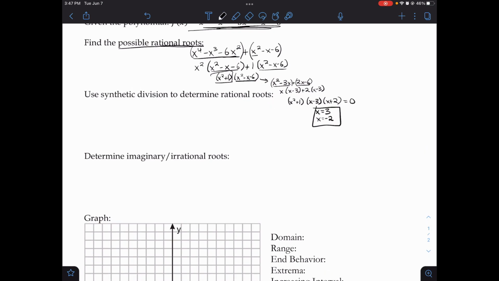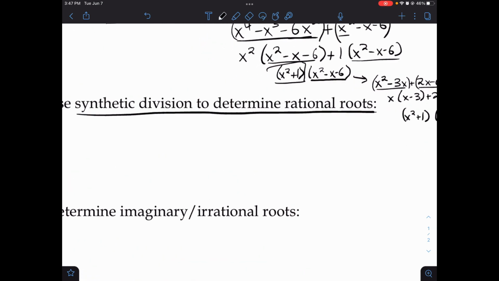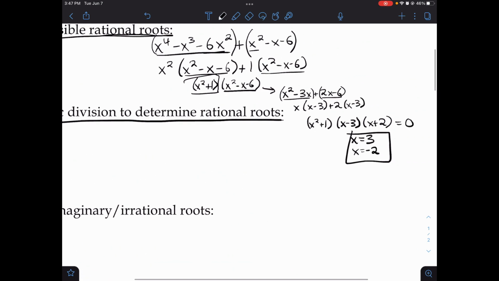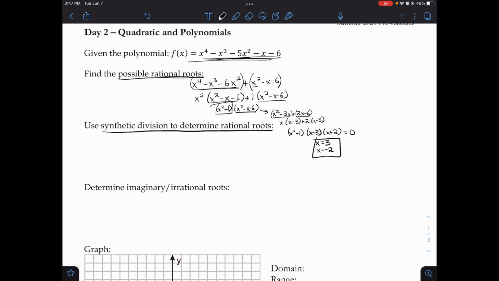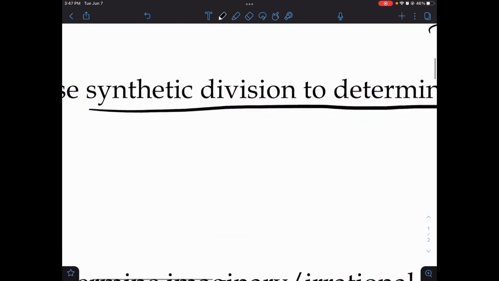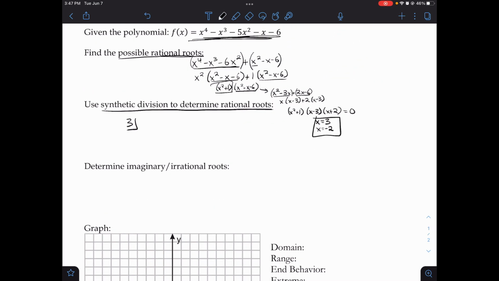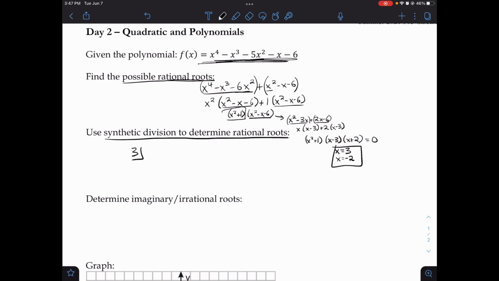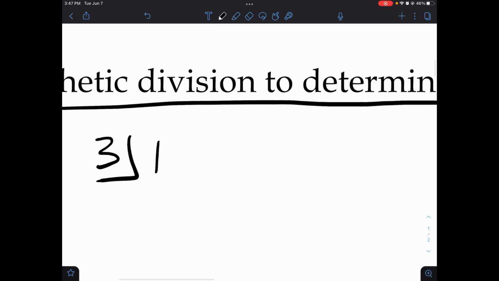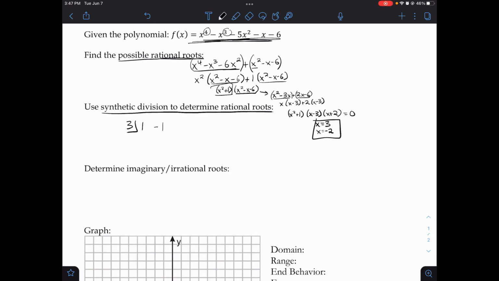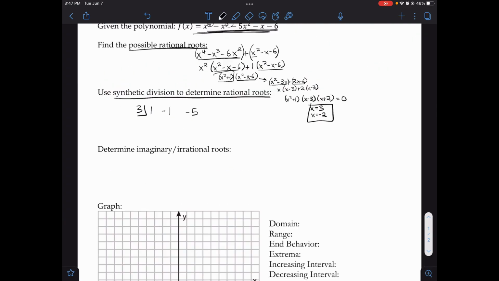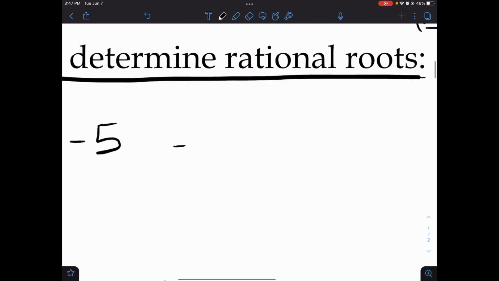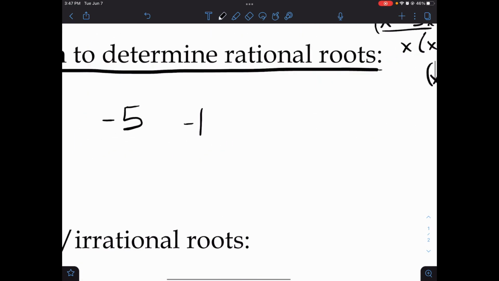So use synthetic division to determine rational roots. To do that, first we're going to use this rational root and divide this by our roots. So we're going to put 3 right here, and then we're going to take the leading coefficients and put them in descending order by the degree. So 1, then negative 1, then negative 5, then negative 1 again, and then negative 6.